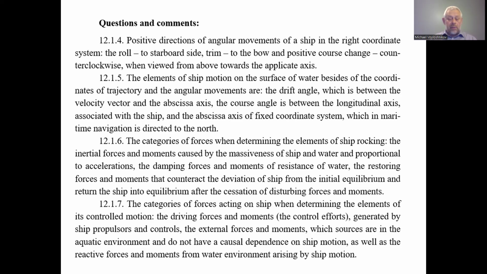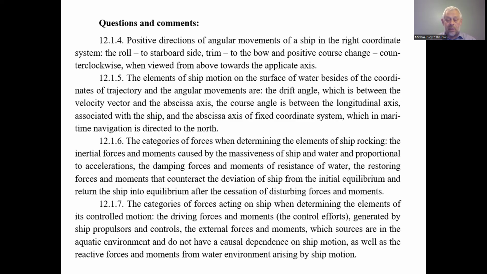And a little bit different, 12.1.7, the categories of forces acting on the ship when determining the elements of the controlled motion. The driving forces and moments, this is the force made on the propulsors and controls. The external forces and moments, whose sources are in the aquatic environment, do not have a causal dependence on ship motion, as well as the reactive forces and moments from the water environment arising from ship motion.